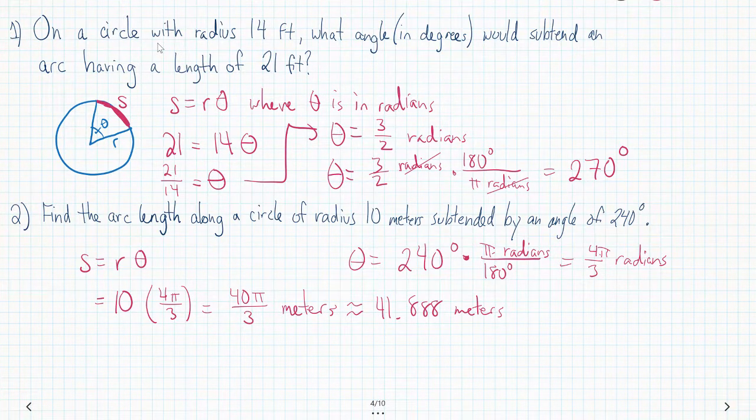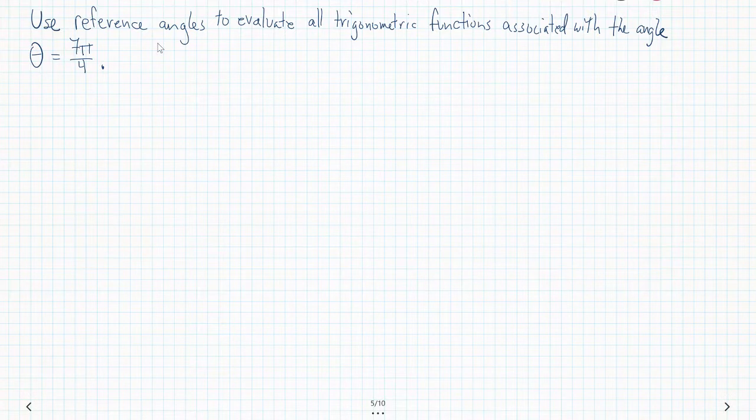If there's any questions on that, please let me know. All right. So our next one: use reference angles to evaluate all trigonometric functions associated with the angle theta equals 7 pi over 4. Wowzers, right? So where the heck does that thing land?